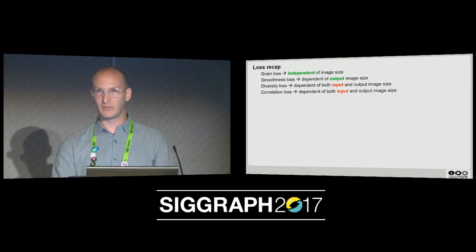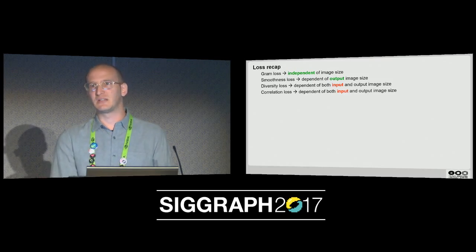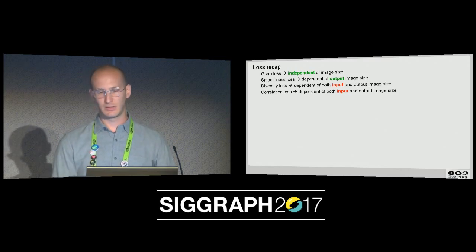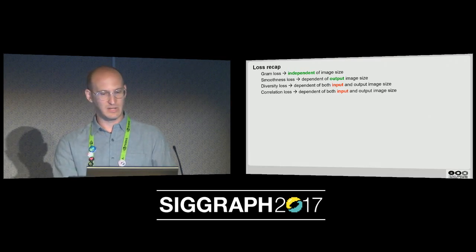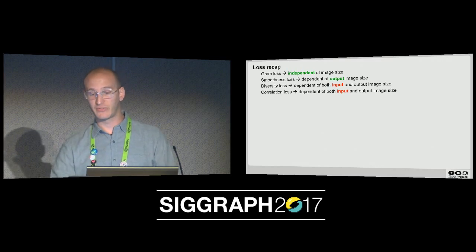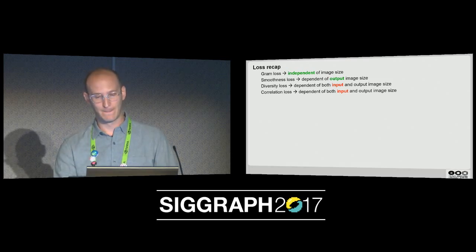The Gram loss involves calculating the L2 loss between two Gram matrices. Now the dimensions of the Gram matrix are independent of the image size. They're only a function of the number of features which we have in our CNN, which obviously doesn't change for images of two different sizes. So it means our Gram loss is well defined if we want to synthesize outputs of a size different than the input. The smoothness loss is independent of the input image size because it's calculated only on the output image.